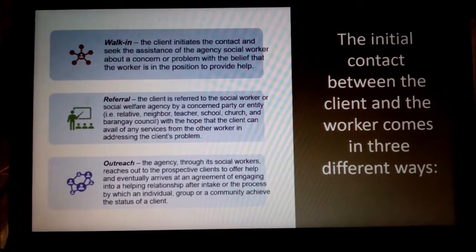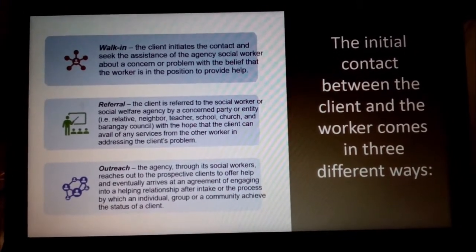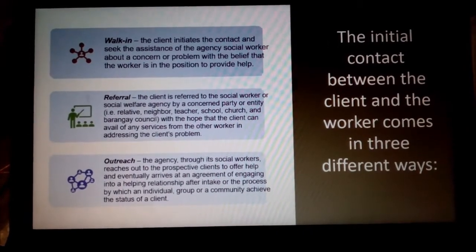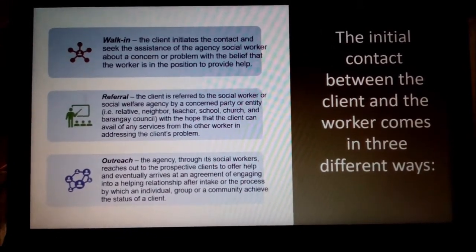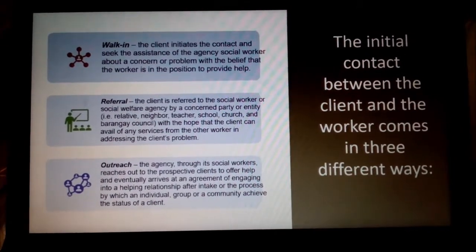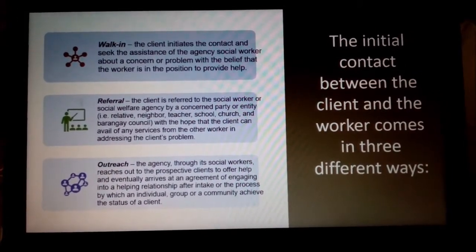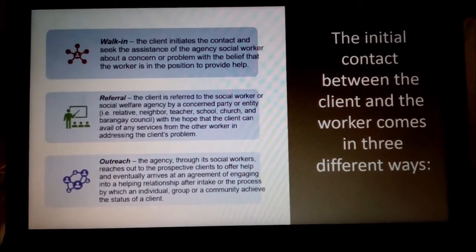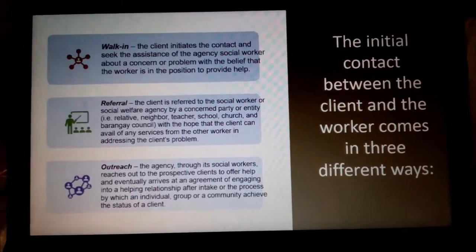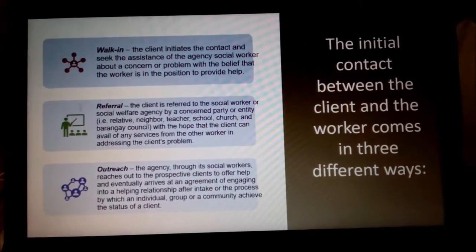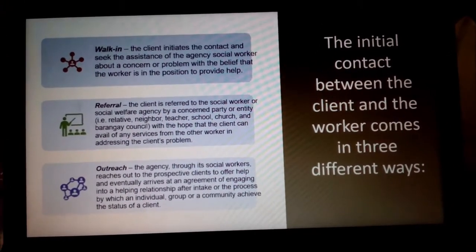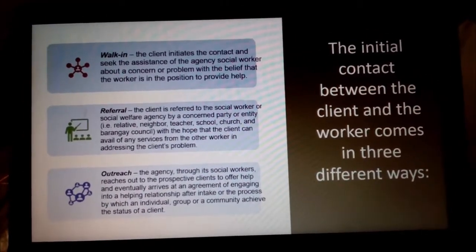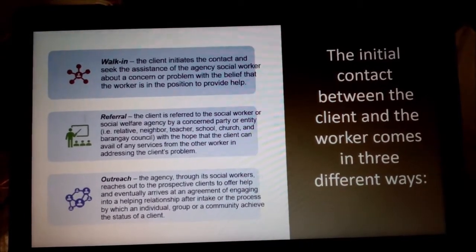And then the third one, we have the outreach. Outreach means that after they refer to the agency, the social workers reach out to prospective clients to offer help and eventually arrive at an agreement of engaging in a helping relationship, and then it can be a big group or a community achieving the status of clients. So first you have the walk-in, you have the referral, and you have the outreach, for a big picture of the society. So those are the three relationships between client and worker.